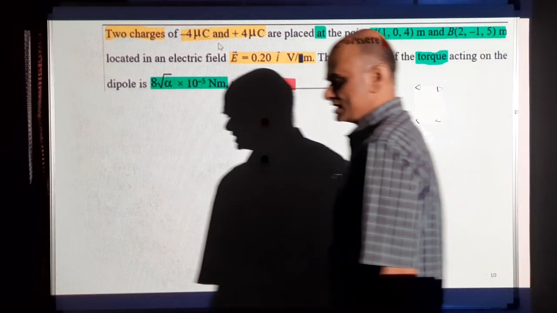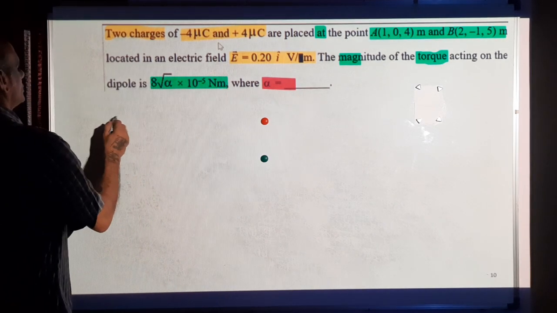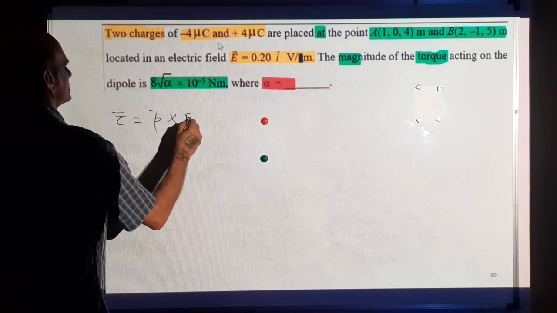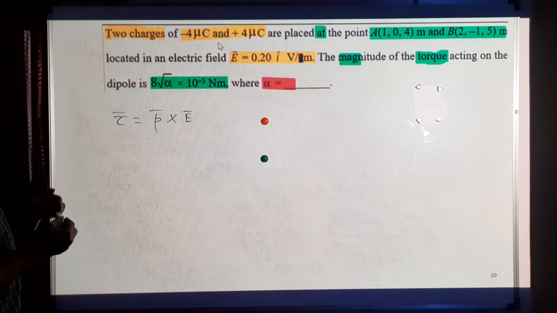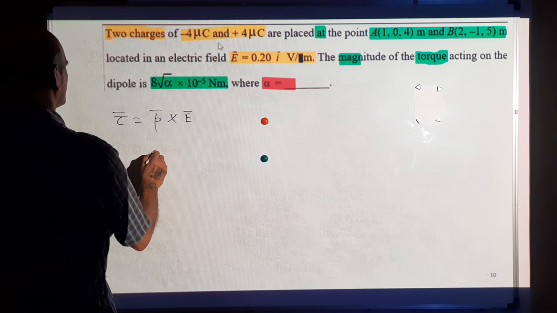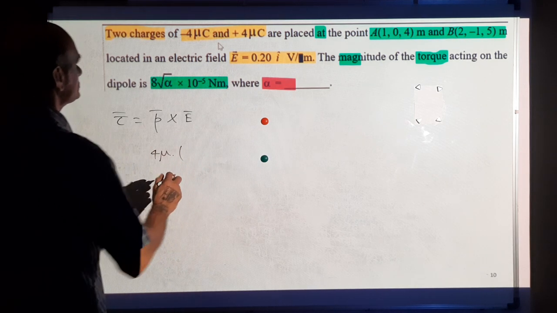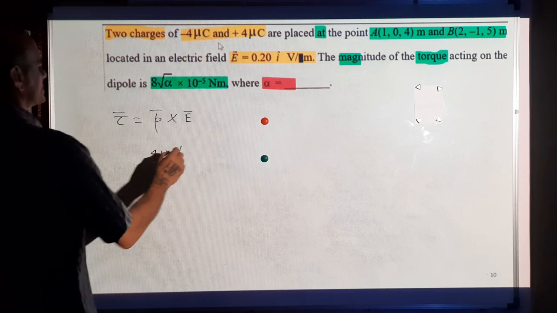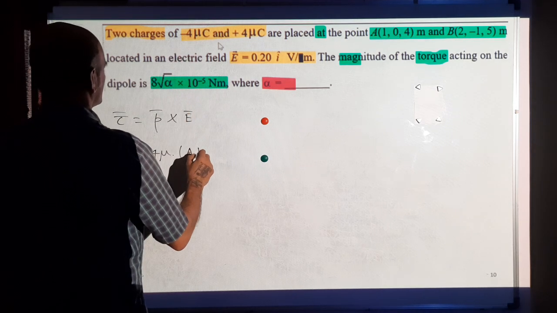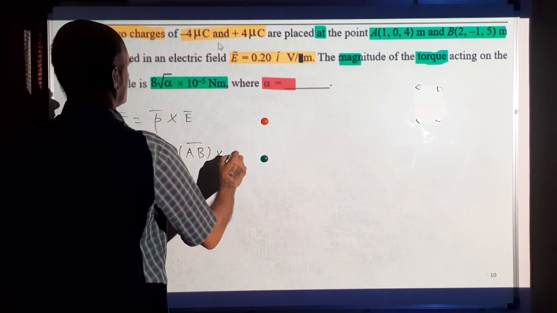Torque on a dipole, the formula is P cross E, that can be derived. Torque on a dipole when placed in an external electric field E is P cross E, and P is the charge, here it is 4 microcoulomb, into the separation, and it's a vector, so it's the AB vector. It's from the negative charge to the positive charge. Negative charge is at A, so it's the AB vector cross the electric field vector, which is also given.